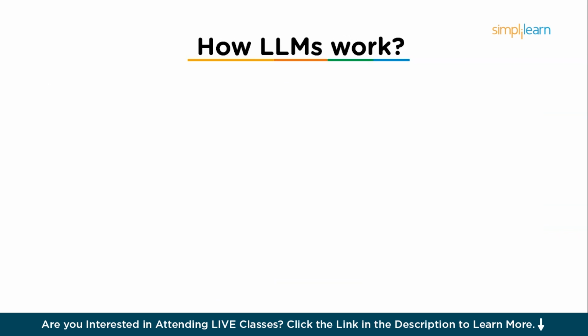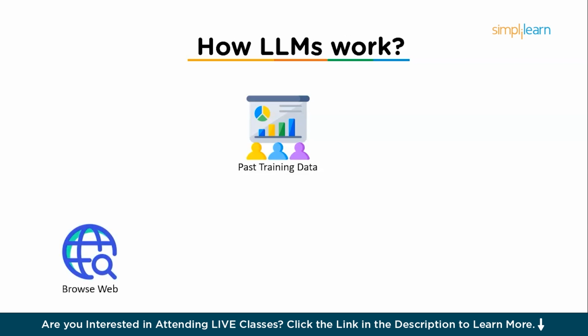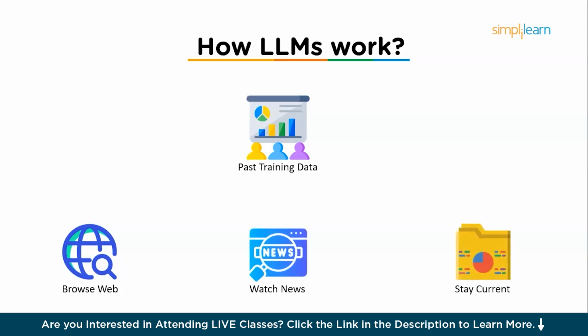Isolated LLMs can't learn in real time. They rely on past training data. So if last trained in 2023, they won't know 2024 events unless updated. Unlike humans, they can't browse the web or watch the news, limiting their ability to stay current.